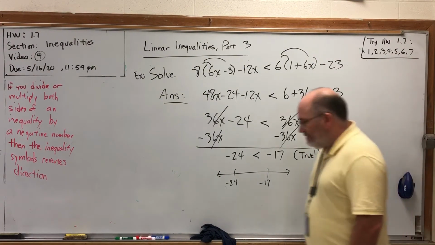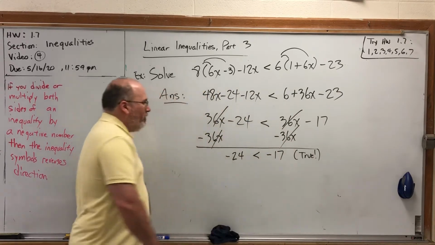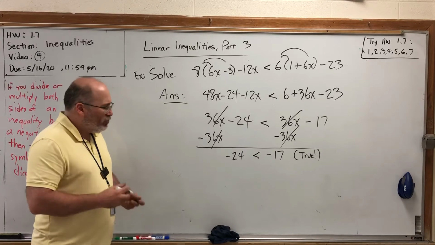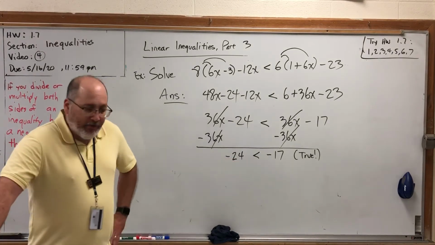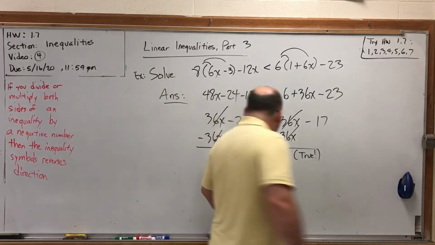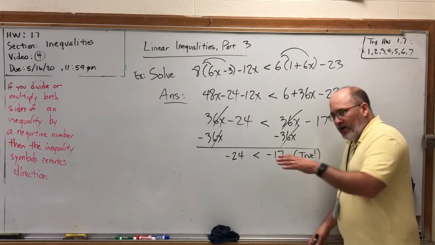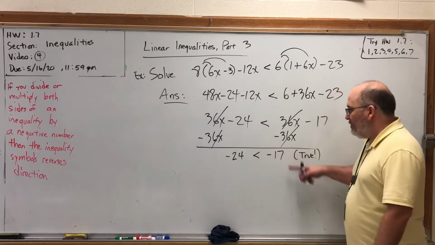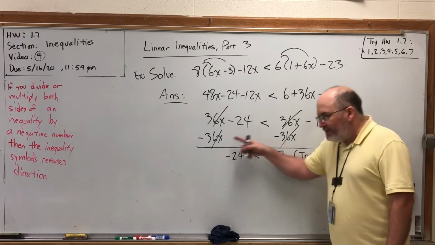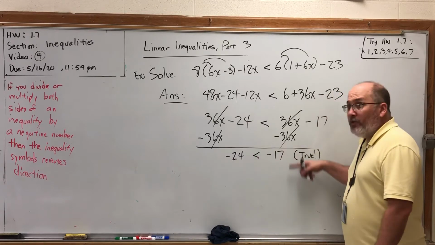Negative 24 is less than negative 17. But what does that mean in the context of solving this inequality? We're trying to figure out what x equals, and all we're saying is that this statement is true. Well, here's what it means. This bottom statement is true, regardless of the value of x. In other words, the truth value of this inequality is independent of the value of x. No matter what x is, this will always be true.